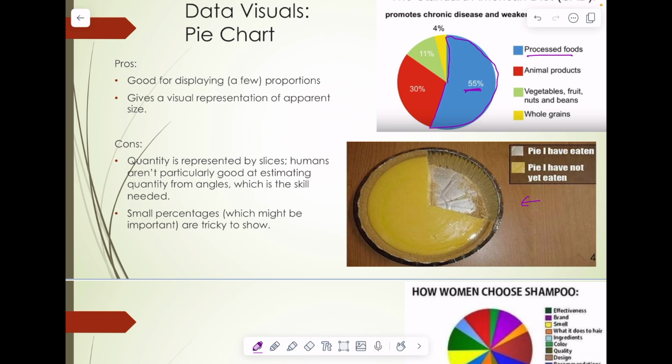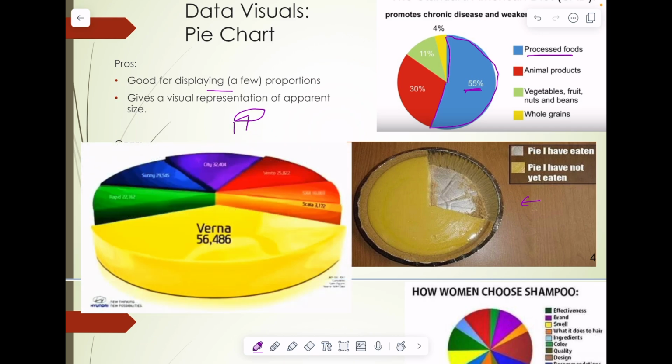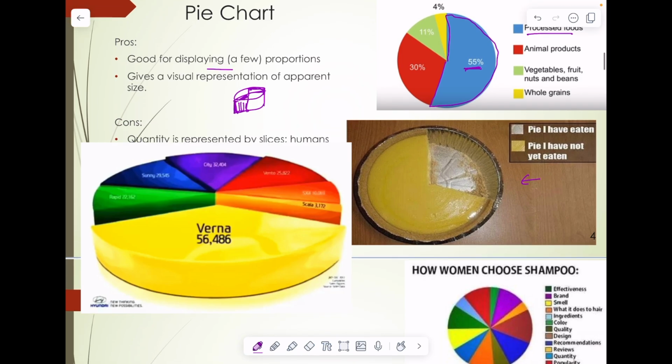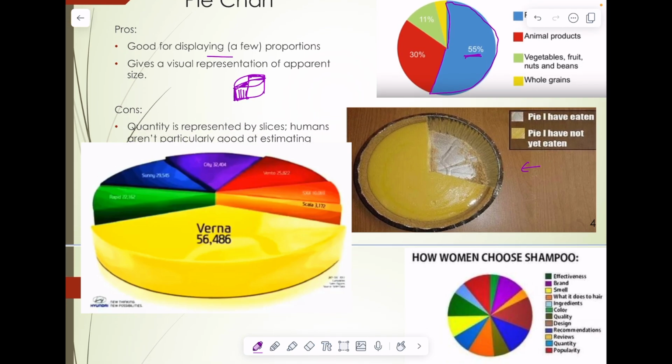The pros are these are good for displaying a few proportions. You can't display too many. It gives a visual representation of apparent size, which is pretty good, but it can be deceptive if you have a pie chart that's on its side, right? These 3D pie charts can be very deceptive. Once you add that third dimension there, one category appears to be significantly larger than, say, something in the back, if that makes any sense. Generally, a pie chart is just not my favorite way of doing it. And when you do a 3D pie chart, even though it looks cooler, it can actually be more deceptive.